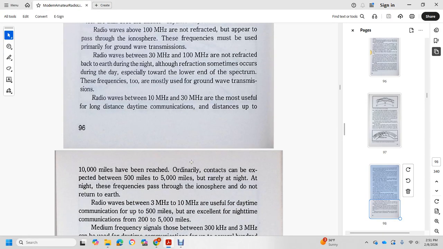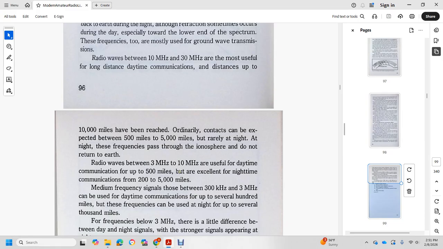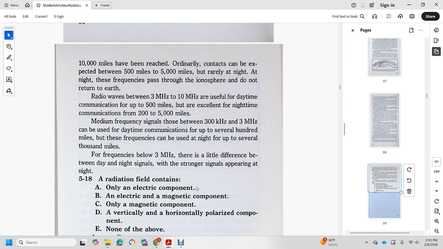Ordinarily, contacts between 500 and 5,000 miles are expected, rarely at night, as the frequencies pass through the ionosphere and do not return to the earth. Radio waves between 3 megahertz and 10 megahertz are usually used for daytime communications up to 500 miles, and are excellent for nighttime communication of 200 to 500 miles. Medium frequency signals between 300 kilohertz and 3 megahertz are used for daytime communications of several hundred miles, and at night can be used for up to several thousand miles. For a frequency of 3 megahertz, there is little difference between the day and night signal. A stronger signal appears at night.